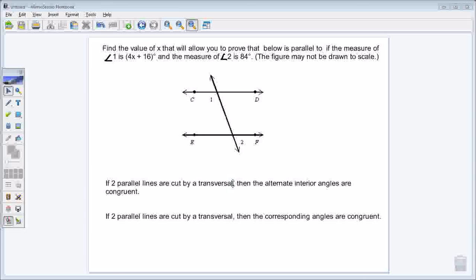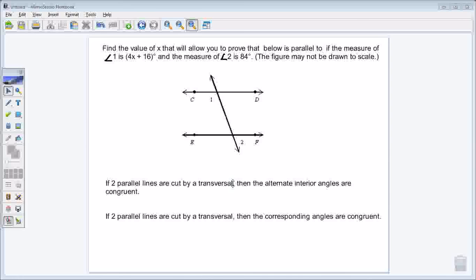Okay, so here's our problem. I'm looking for the value of x that will allow me to prove that the lines CD and EF are parallel. I know the measure of angle 1 is 4x + 16, and I know the measure of angle 2 is 84 degrees. So where do I begin?